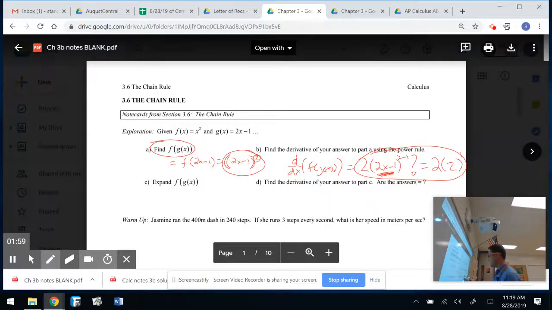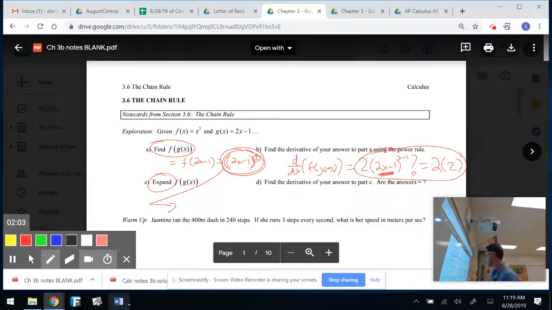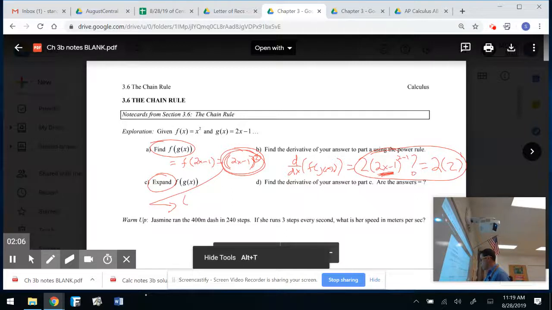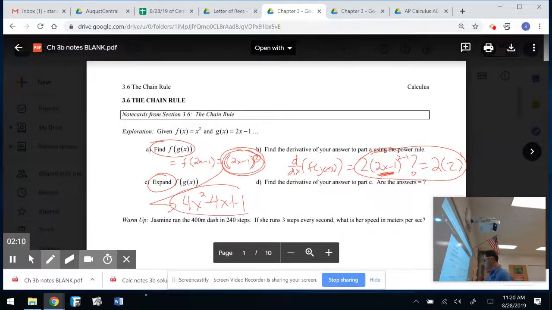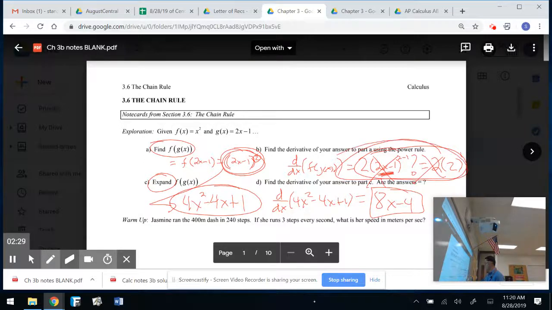To see if one of those is right, let's go ahead and take this composite function and let's expand that bad boy. If I were to expand that, I would get 4x squared minus 4x plus 1. Okay, now let's take the derivative with respect to x of 4x squared minus 4x plus 1. And we were doing this, right, class, in some of the earlier sections. And I get 8x minus 4. Oh, snap. That is neither of those. So don't you dare do it that way.